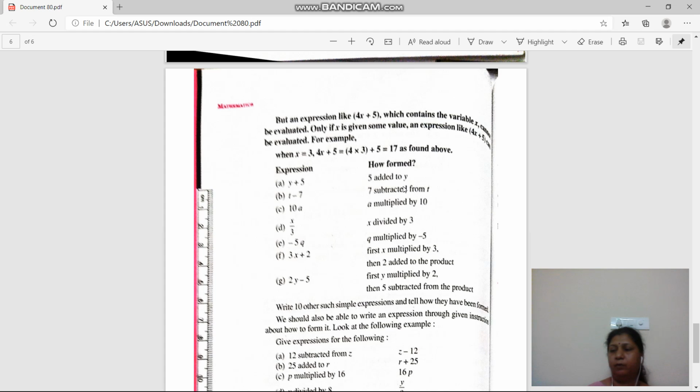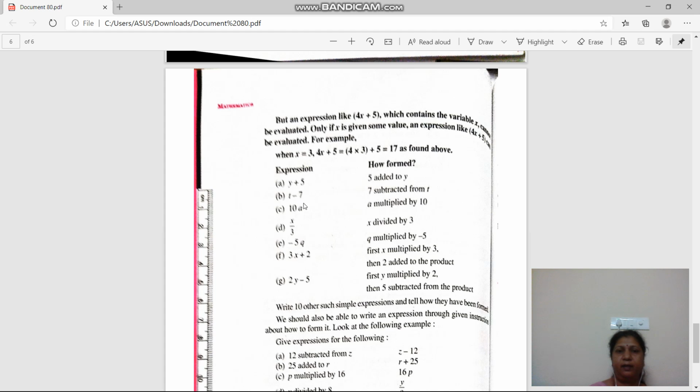So how to form expressions? See here, 5 added to y. That means we have to add 5 to y, that is y plus 5. Okay. Then next thing, what is t minus 7? We will see one by one. One time we can say a statement and then we can say the expression. So t minus 7 means 7 is subtracted from t.